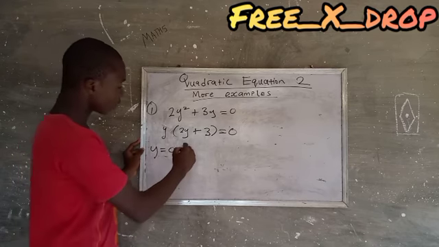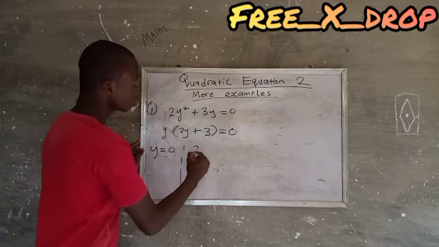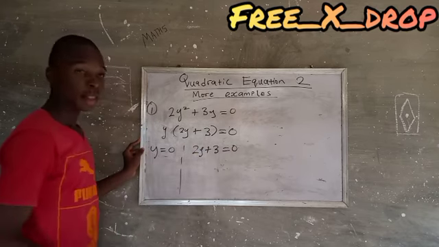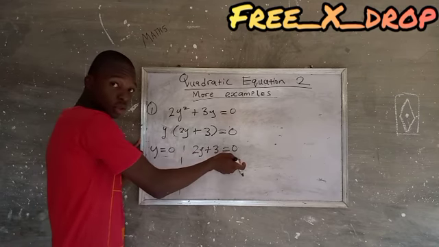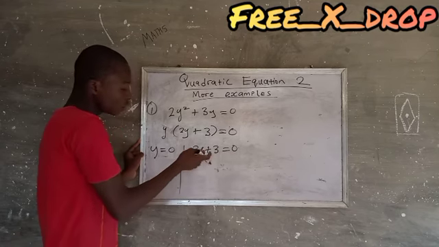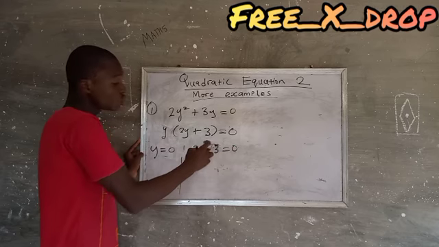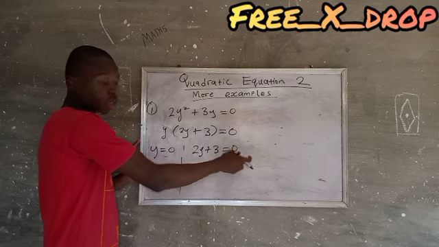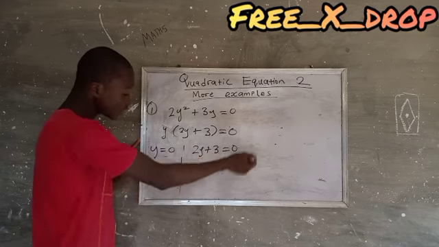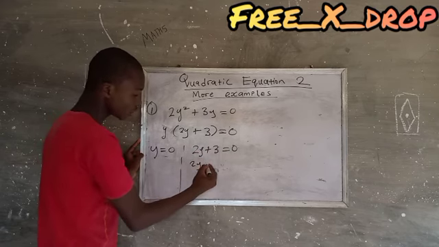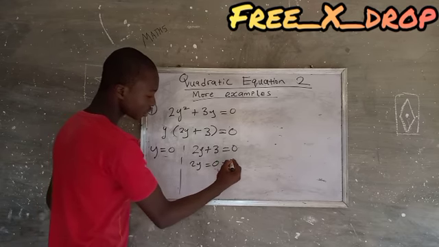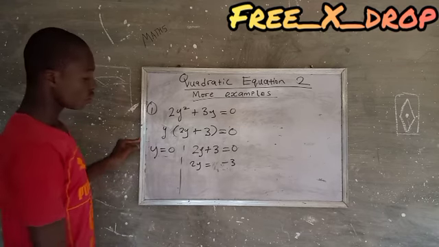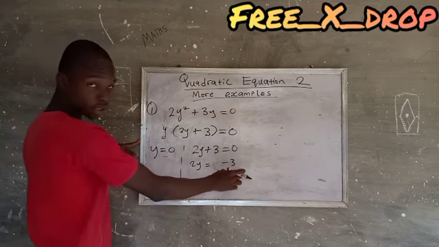So for the second one, you have 2y plus 3 is equal to 0. Now, what do you do? I taught you in simple equations, the first thing you do is collect like terms. You take 3 to the other side. Now when you take 3 there, it will be 2y equal to 0 minus 3, so 2y is equal to minus 3.